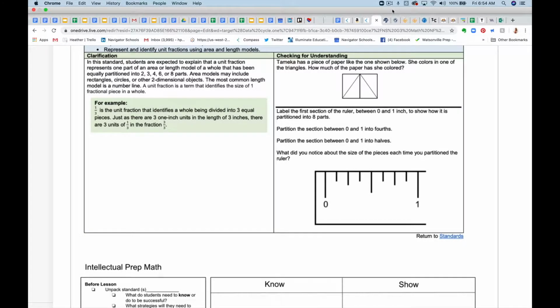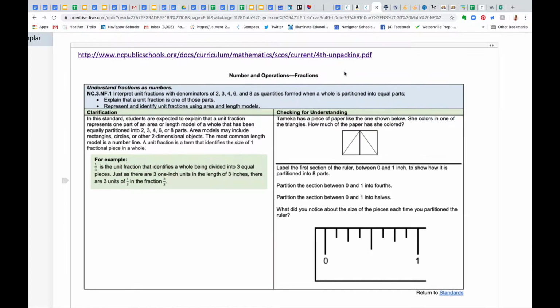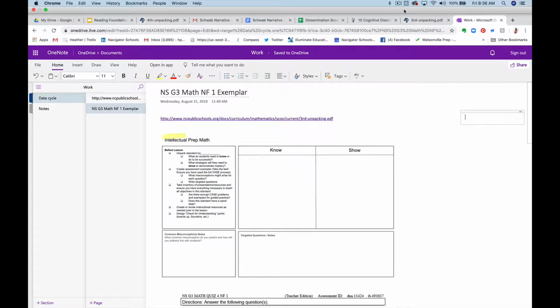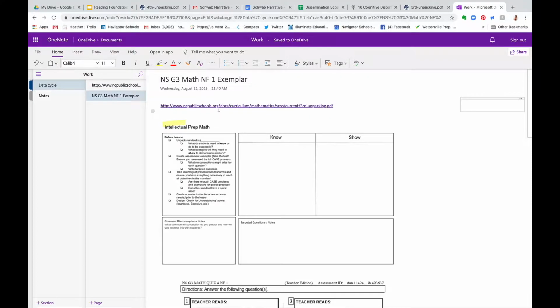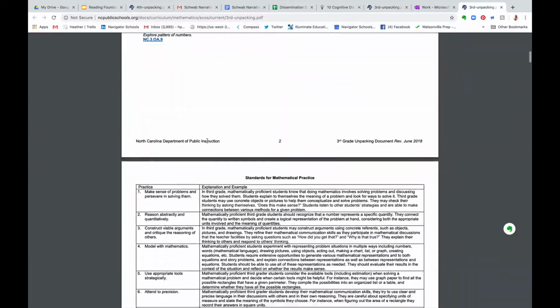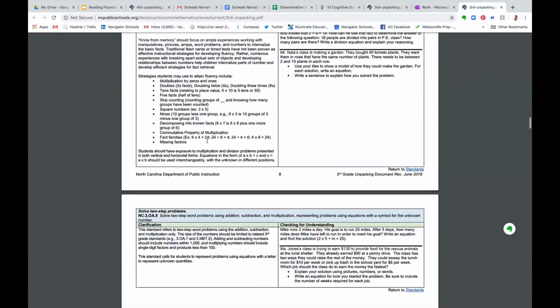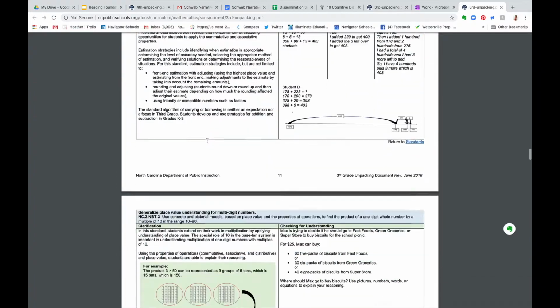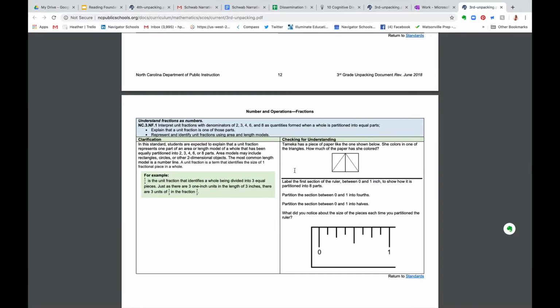All right, let's talk about the first part of the intellectual preparation process, and it's called Unpacking the Standards. So you've got your Common Core standards, and a lot of places have unpacking documents, such as North Carolina. So I'm going to use North Carolina's unpacking to prepare for my first fraction standard that I'm going to be teaching my third graders. So I'm going to go to their free resource, and here you see it's third grade mathematics. And then I would just scroll down to the standard that I'm going to be working with today, and that is going to be NC.3.NF.1 right here.